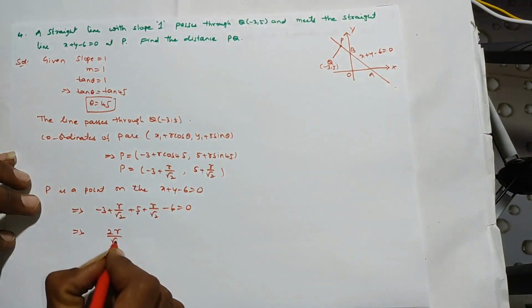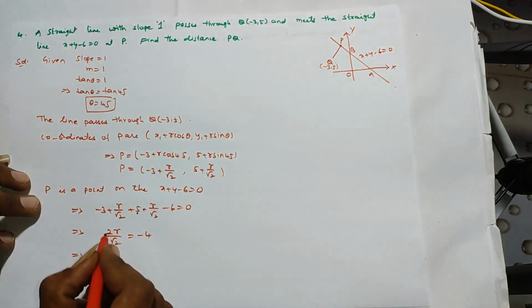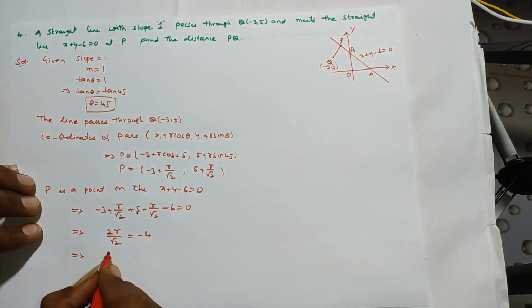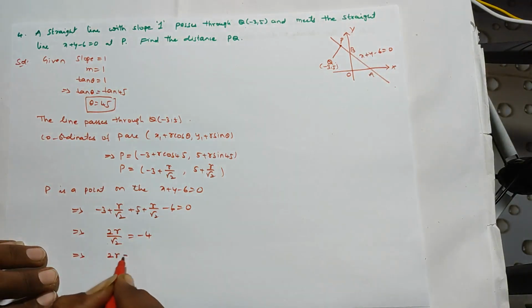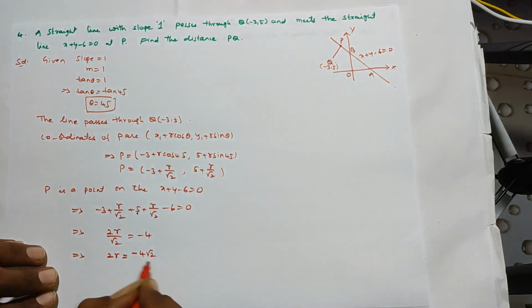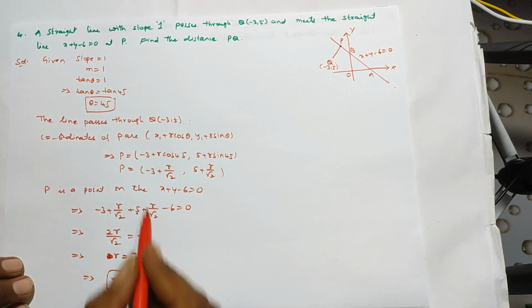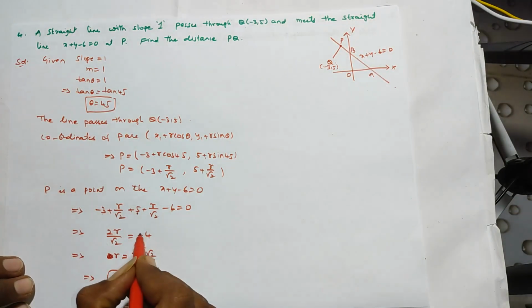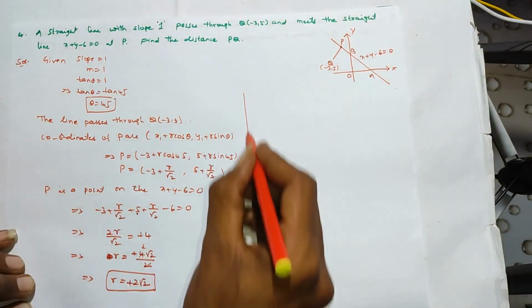2r by root 2 is equal to minus 4, right? That implies this 2 can be written as root 2 into root 2. So one root 2 gets cancelled, or we can write 2r is equal to minus 4 root 2 by 2. Sorry, r is equal to minus 4 root 2 by 2, that implies r is equal to minus 2 root 2. This one is the r value, minus 2 root 2. Sorry, here a minus is bigger than an RHS plus, so the r value is 2 root 2.